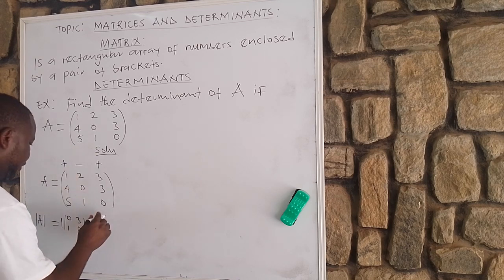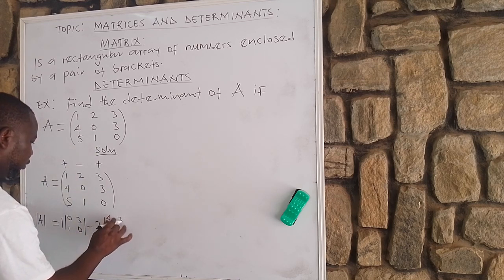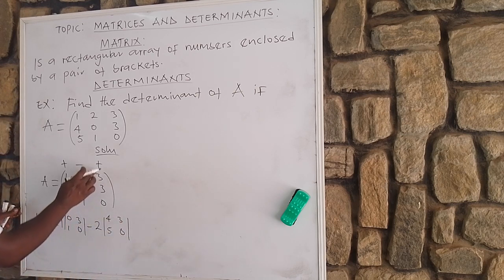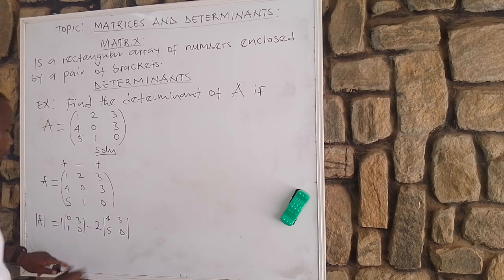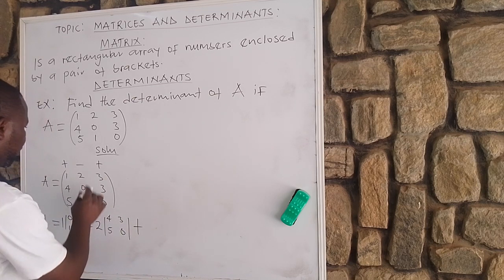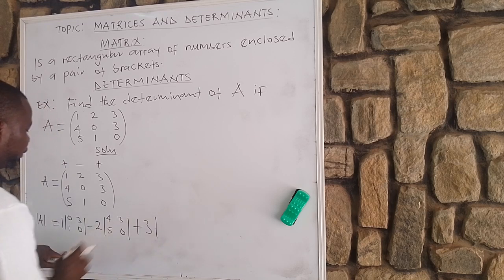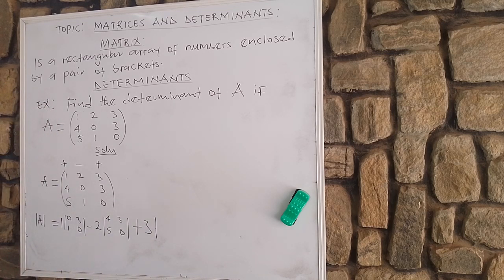So 4, 3, 5, 0. Then here, 3 is what? Plus. Since it is a 3 by 3 matrix, so plus 3. Find the determinant of 3. Okay, let us find the determinant of 3.